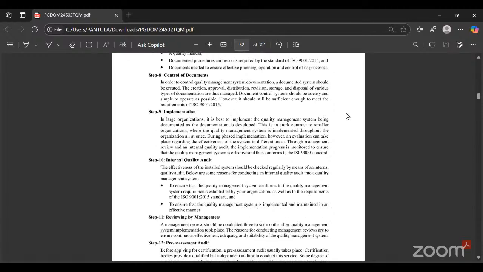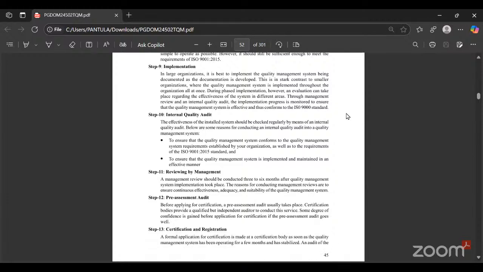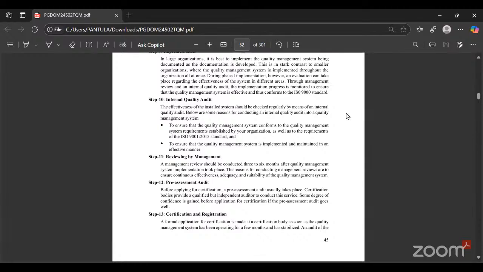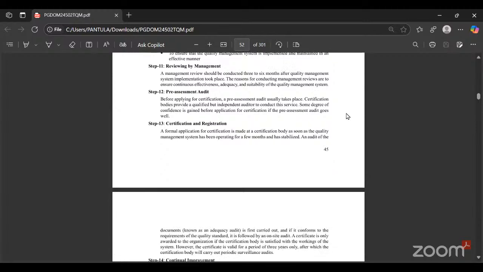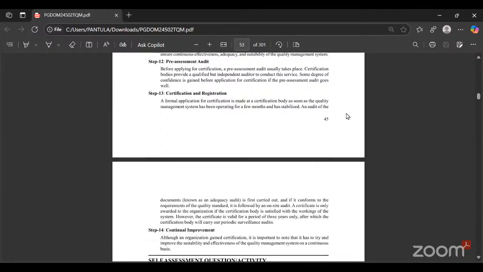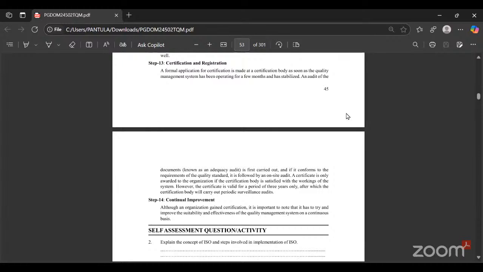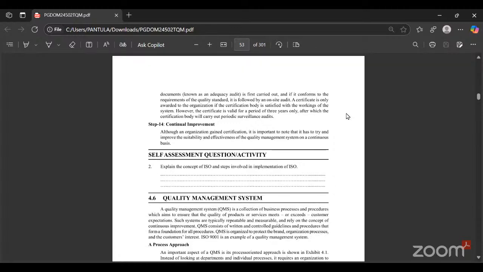After implementation, an internal quality audit also happens, to ensure that the quality management system conforms to the requirements established by your organization as well as the requirements of ISO 9001:2015. Next come management review and pre-assessment audit. Then finally, in the 13th step, they give the certification and registration. The 14th step is continual improvement: every year they test and improve.